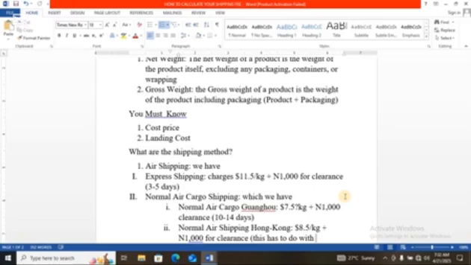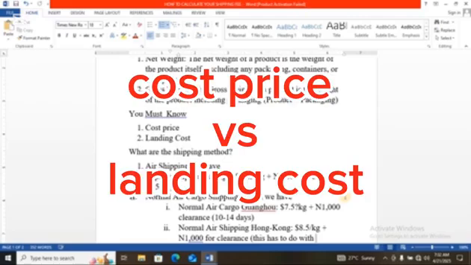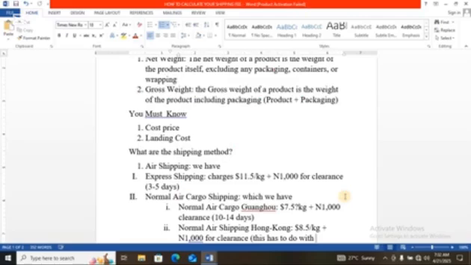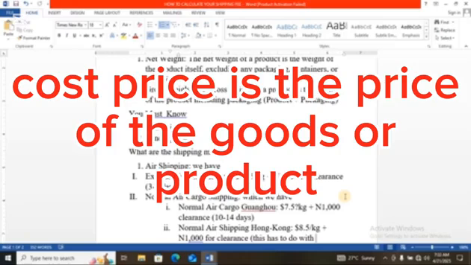So what else do you need to know when you are talking about shipping? You need to know the cost price, you need to know the landing cost, so that you just will not buy a product and on it reaching here in Nigeria you will find out that the landing cost is high. Now, what is the cost price? The cost price is the price of the item itself.